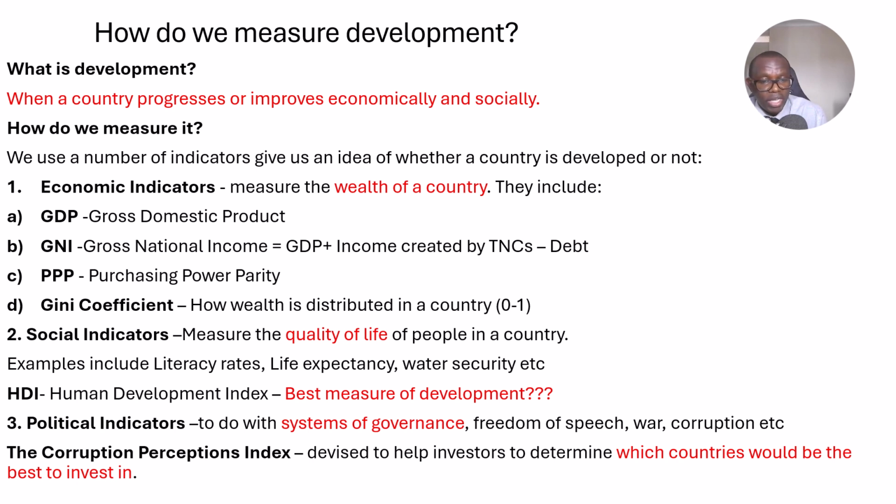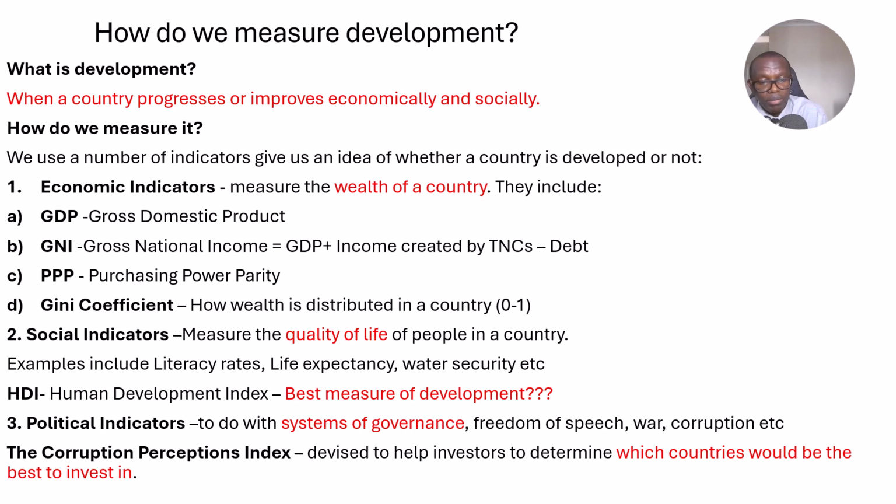Now, the second set of indicators that we can use to measure how developed a country is are social indicators. And social indicators obviously have to do with people. These ones will measure the quality of life of people in a country, so how people live and their well-being. And examples here of social indicators include the literacy rates, literacy referring to the number of people that can read and write that are above the age of 15. We have life expectancy, so how long people can expect to live in a country. We have other things like water security, food security, and so on.